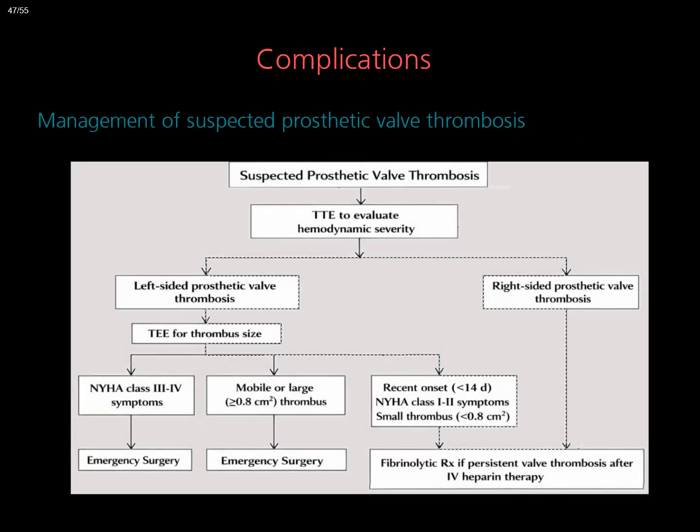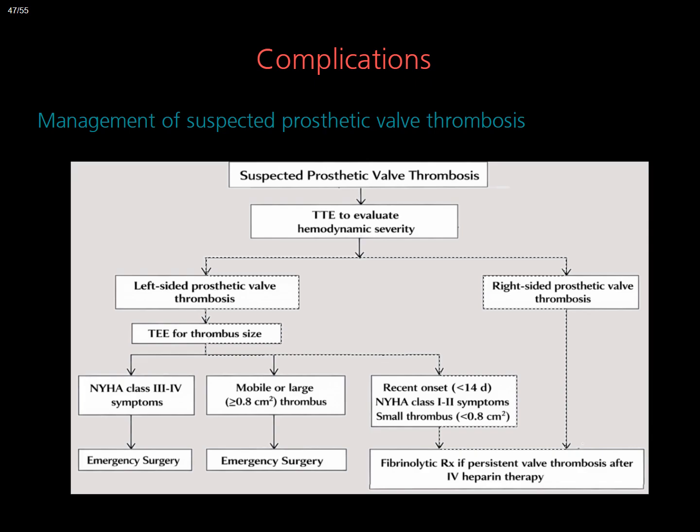When there is suspicion of prosthetic valve thrombosis, start with transthoracic echo to confirm obstruction and assess hemodynamic severity. Then use TOE to define thrombus size and mobility, and consider CT or fluoroscopy to assess leaflet motion.